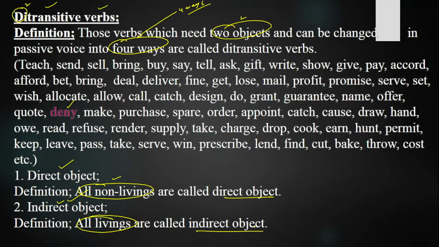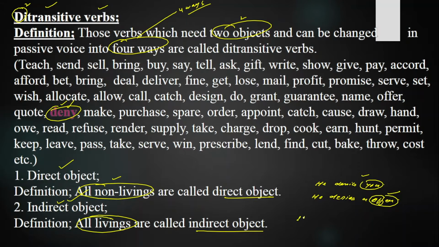Before changing it into passive voice, we will just look at how they need two objects, when we practice with our ditransitive verb deny. For example, I say he denies you. He denies you for what? So for that you need to put both objects. And he denies an offer, and whom he denies the offer to. So both objects are necessary to be put together.